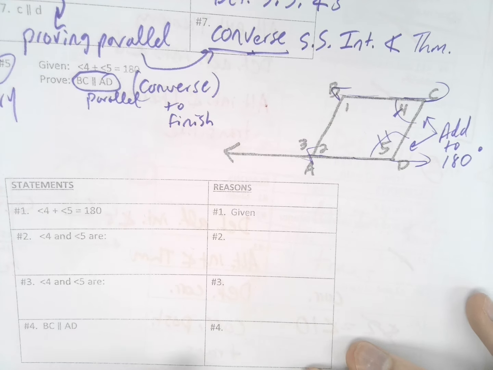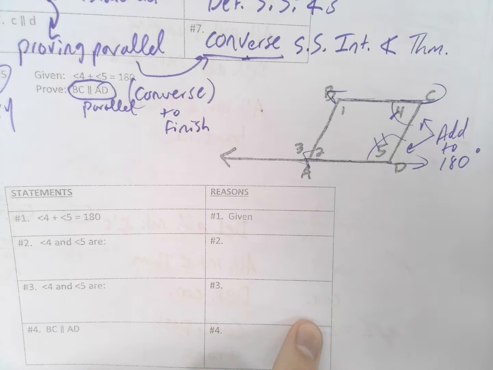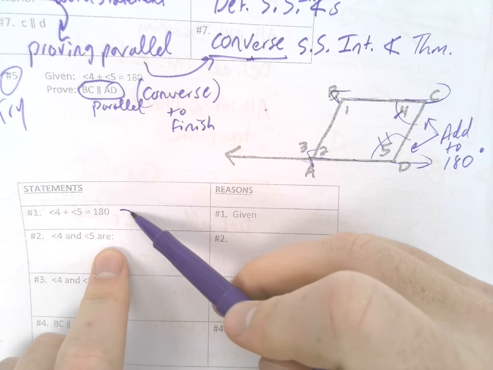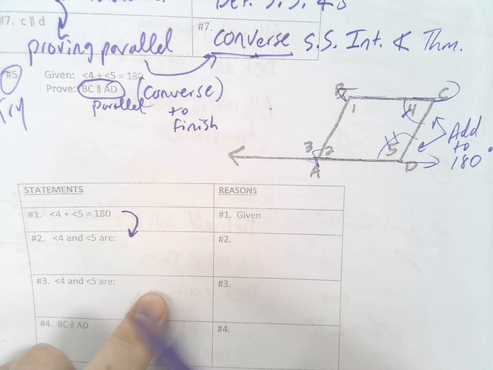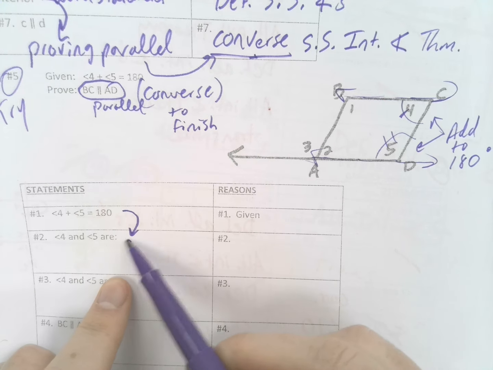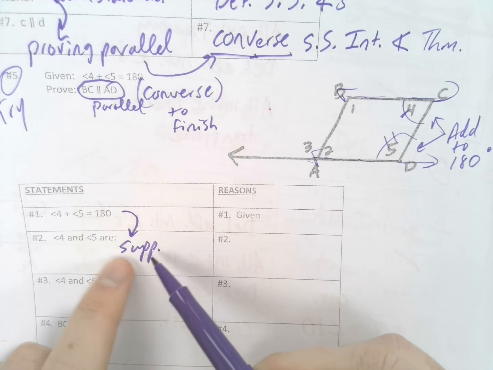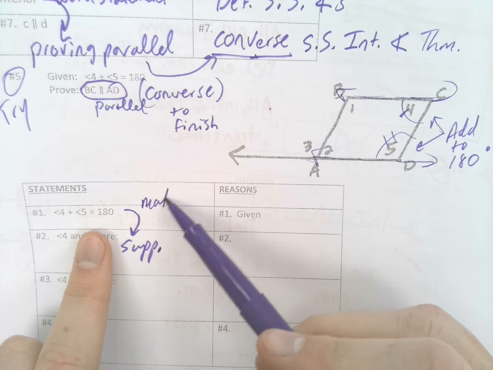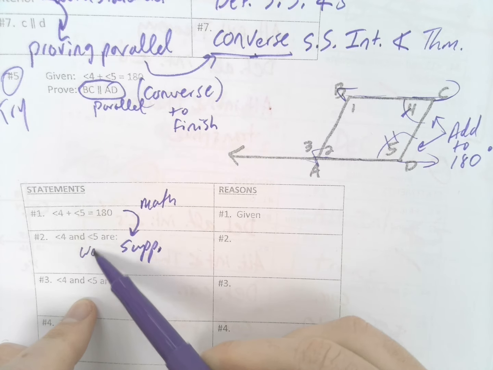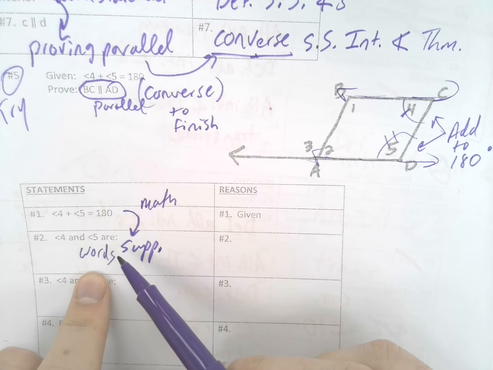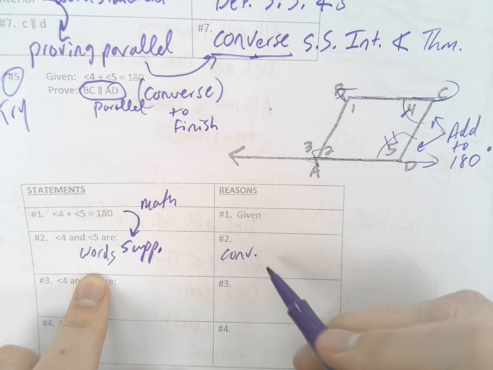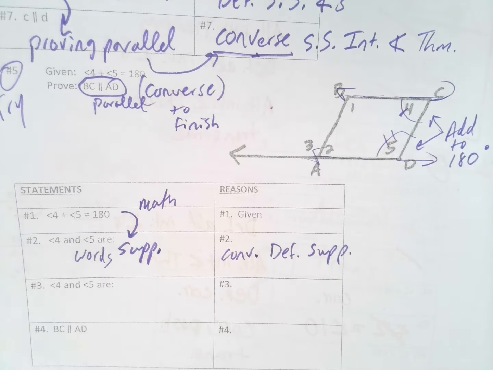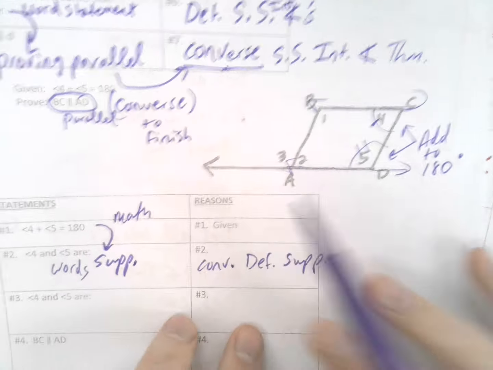Okay, so we know these two angles are adding up to 180. That's what they tell us. And because they're adding up to 180, think back to the previous problem. If they're adding up to 180, doesn't that mean they're going to be supplementary? Yeah, if they're adding up to 180, they're going to be supplementary. But wait, if it's math that leads to words, oh shoot, we got it again. Converse definition of supplementary shows up again. So we know 4 and 5 are supplementary.